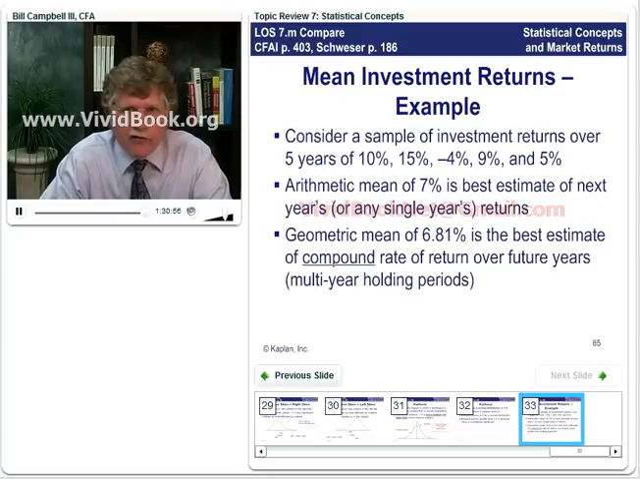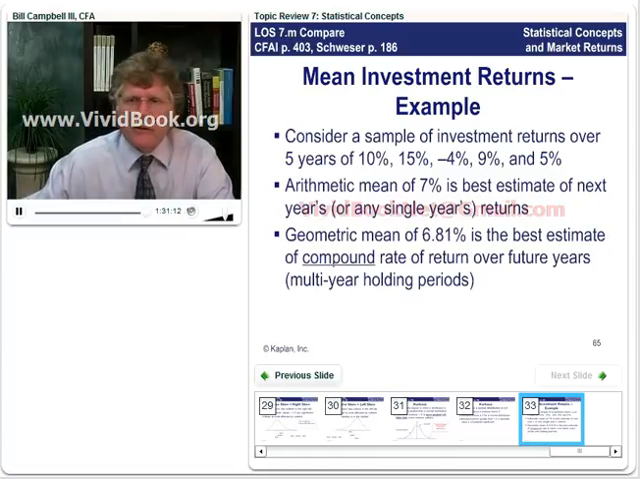So we have our 5-year compound return for these 5 years. If we went to the future, had 5 more years, the best estimate of the compound return over that period of time, 6.81%. If we only want to look at 1 year, arithmetic, 7%.